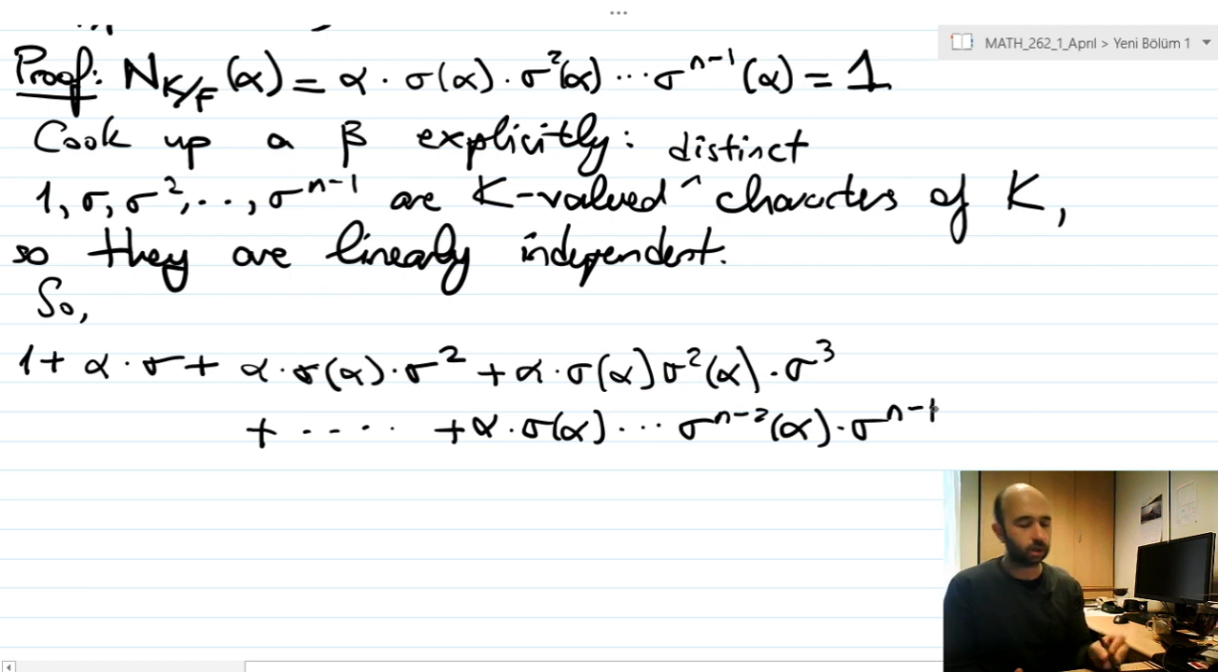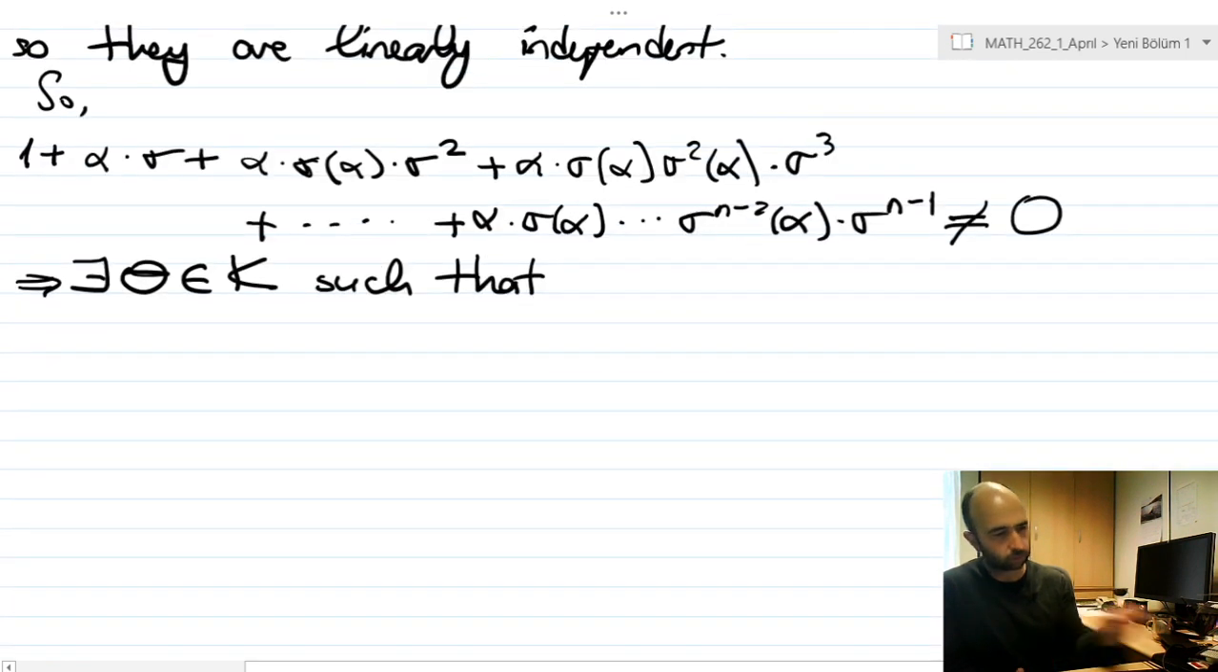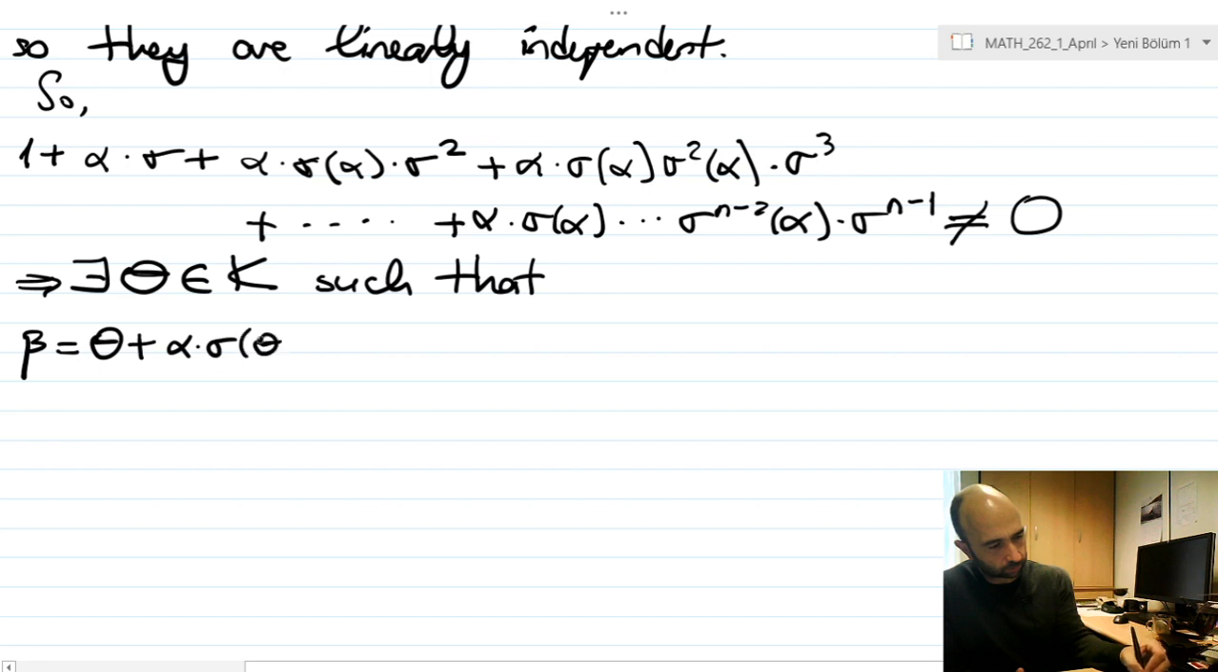Well, however ugly this looks, this is just a linear combination of these characters, and since they are linearly independent, it cannot be 0. So this implies there exists, this is a function, right? So there exists theta in K such that the value of this function on theta is not 0, right? So just write that down, and that's going to be beta. Let me not write the whole thing, but just the last one maybe.